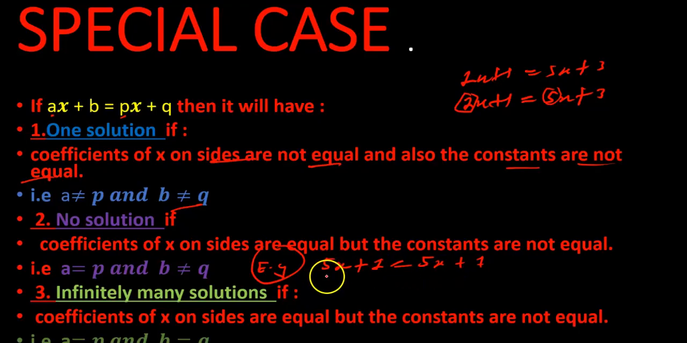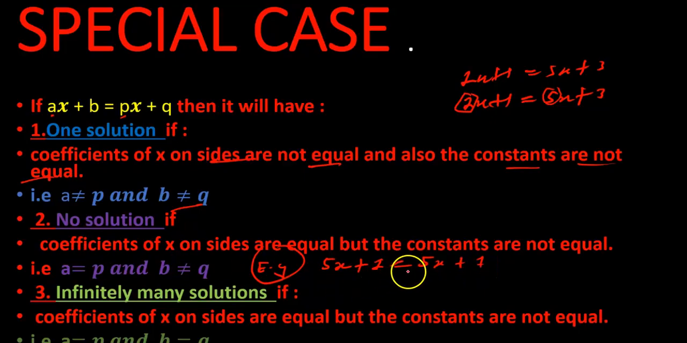Why? The coefficient of x on the left hand side is 5. The coefficient of x on the right hand side is 5. So a equals p. Don't forget that a and p are the coefficients of x on the left and right. So a equals p. But the constant on the left is 2, which is b, and it is not the same as the constant on the right. So this is an example of no solution.